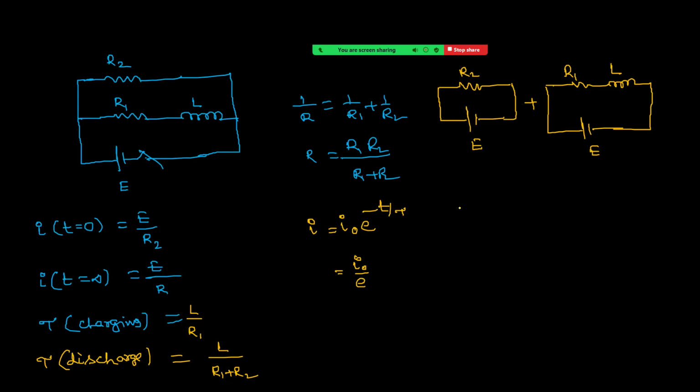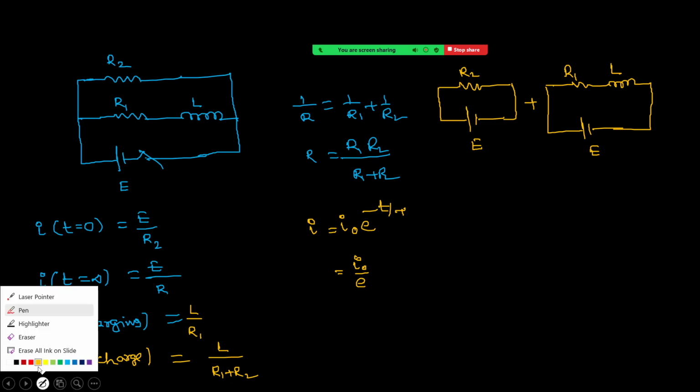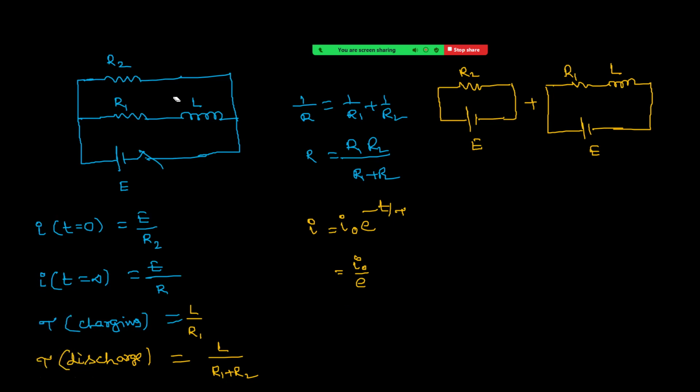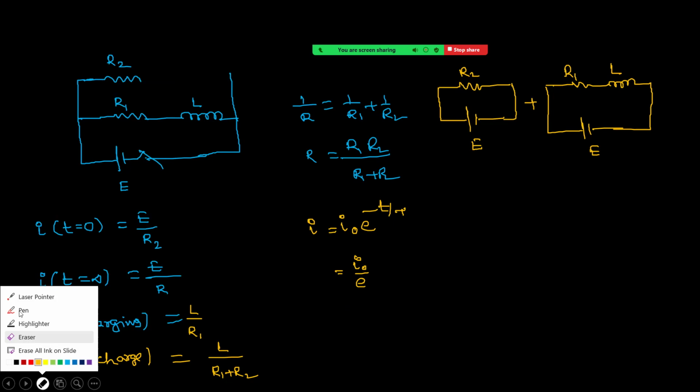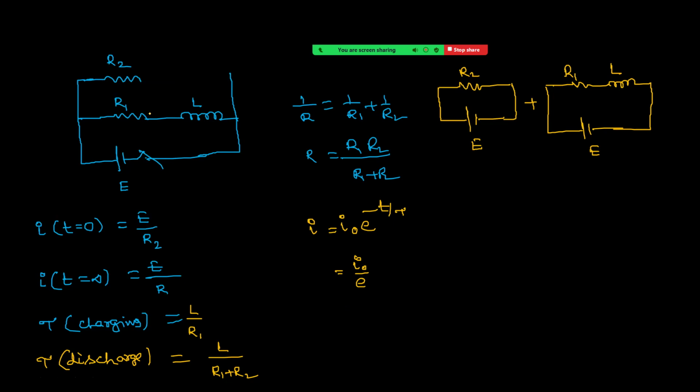Let us do one thing. I'm making a change in the circuit. I'm taking one capacitor here, which is initially uncharged. Then see what happens. I'm repeating the same thing: what is the current when t equal to 0? What is the current when t is infinity?